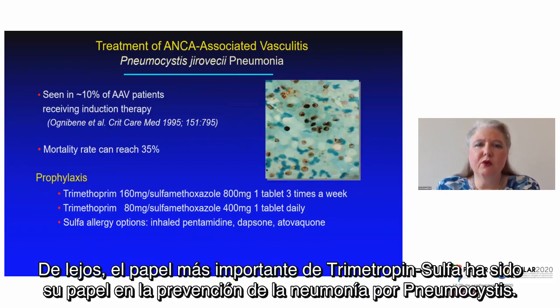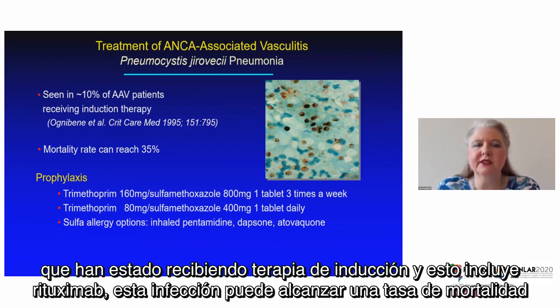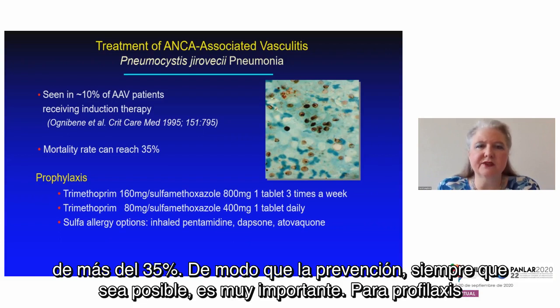Far and away, the most important role for trimethoprim sulfa has been its role in the prevention of pneumocystis pneumonia. This important opportunistic infection has been seen in around 10% of patients with ANCA-associated vasculitis who have been receiving induction therapy, and this does include rituximab. This infection can reach a mortality rate of upwards of 35%, such that prevention, where possible, is very important.